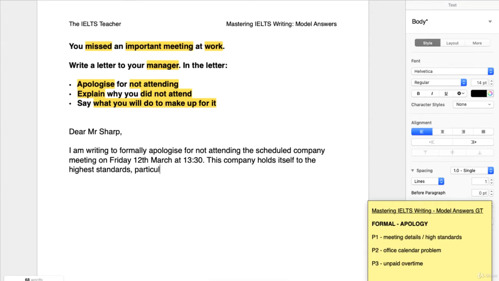So particularly, it holds itself to high standards across the board, but particularly in terms of what are we talking about here? Missing a meeting, what does that relate to? It relates to attendance, relates to punctuality. So let's put both of those in here.